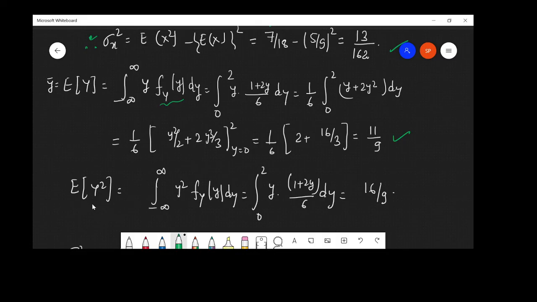And similarly we find the expectation of y square. Just here we take the values with y square, and that gives the value 16 by 9.